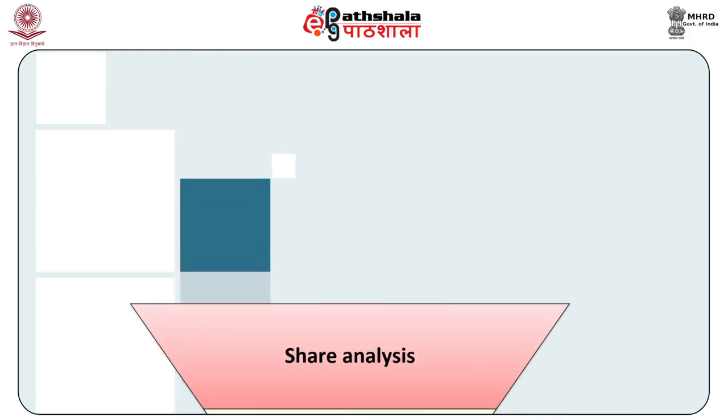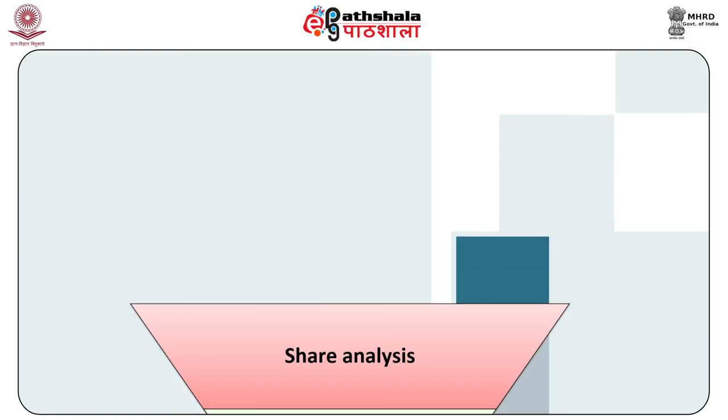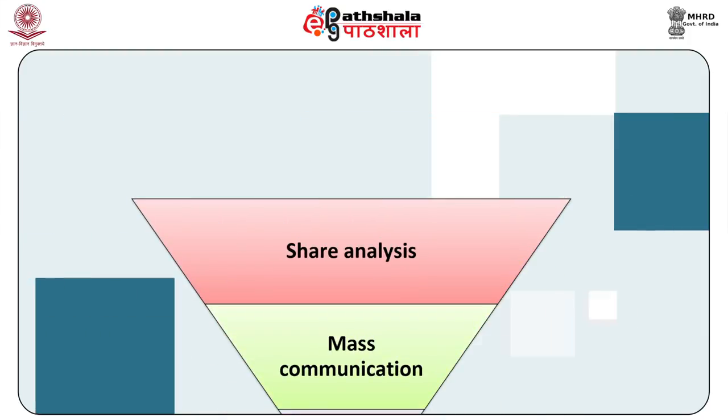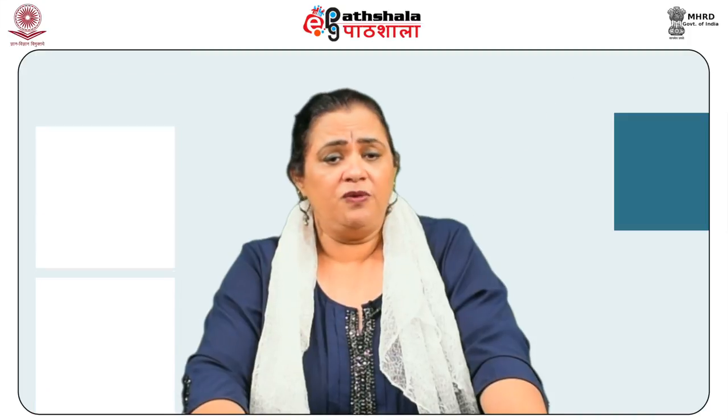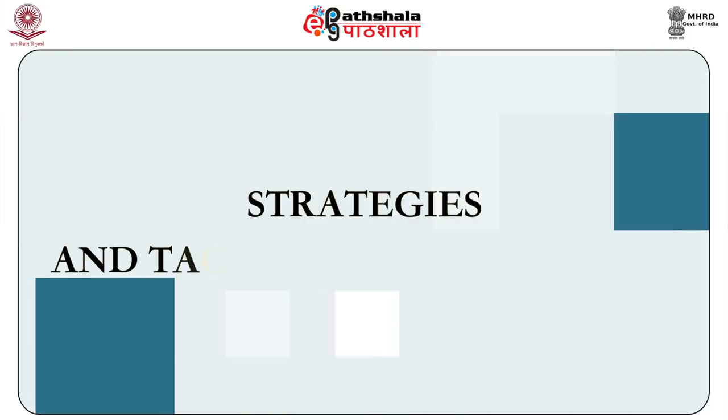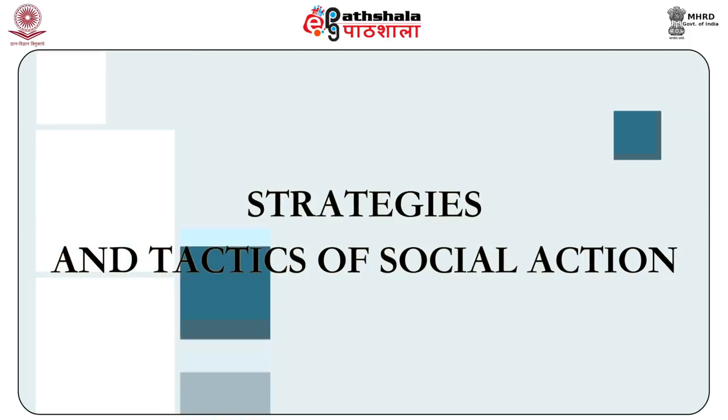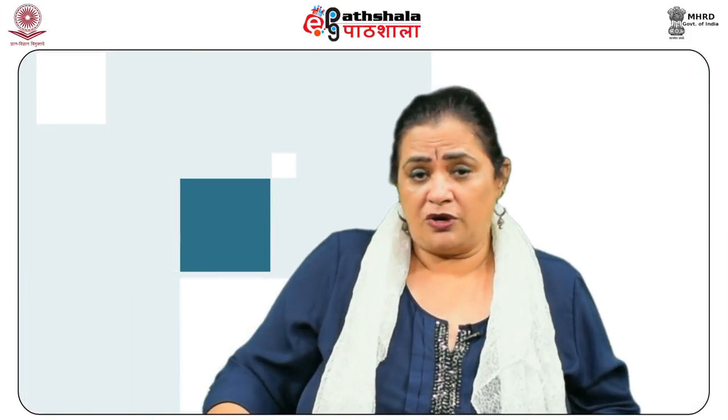The next step would be to share this analysis with the people, especially by using the mass communication to develop awareness. It should be followed by efforts to mobilize people to recognize or to project goals and strategies to achieve them. Lee has suggested 9 tactics which are used by social actionists, and they are also indicative of the stage in the process of social action. So, the strategies and tactics of social action are, number 1, collaboration.